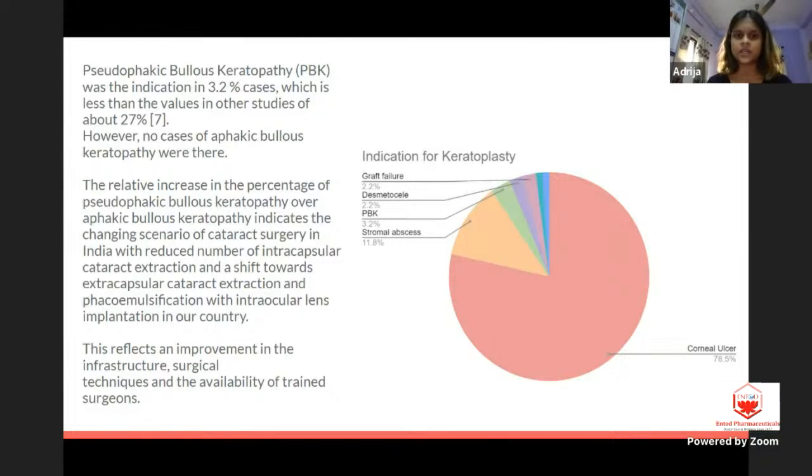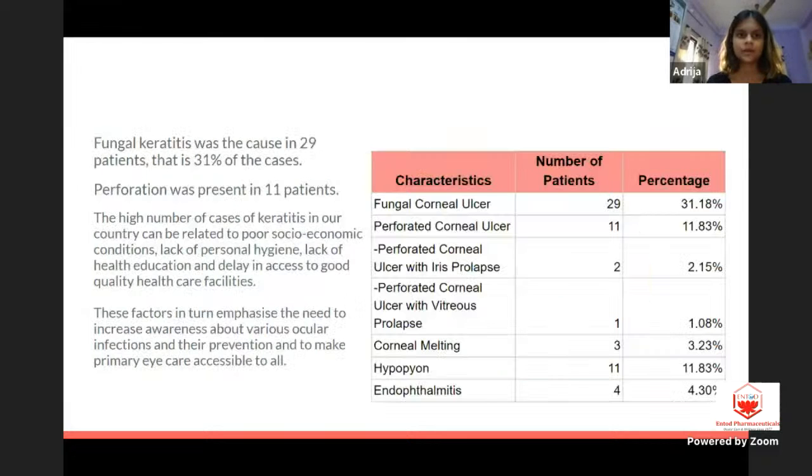There were no cases of aphakic bullous keratopathy, which shows that the incidence of aphakic bullous keratopathy and intracapsular cataract surgery has reduced drastically, reflecting an improvement in our infrastructure, surgical techniques, and the availability of trained surgeons.